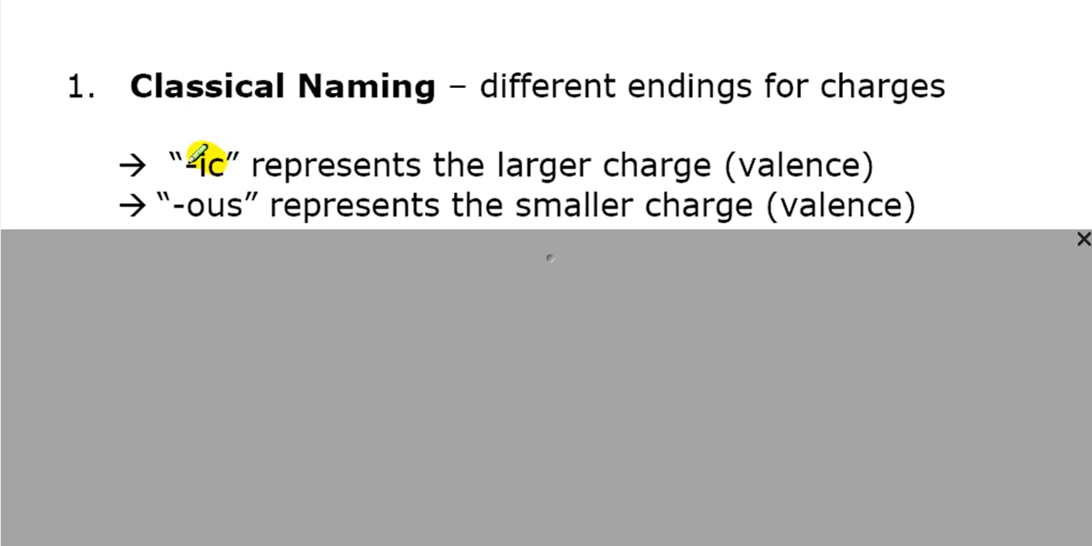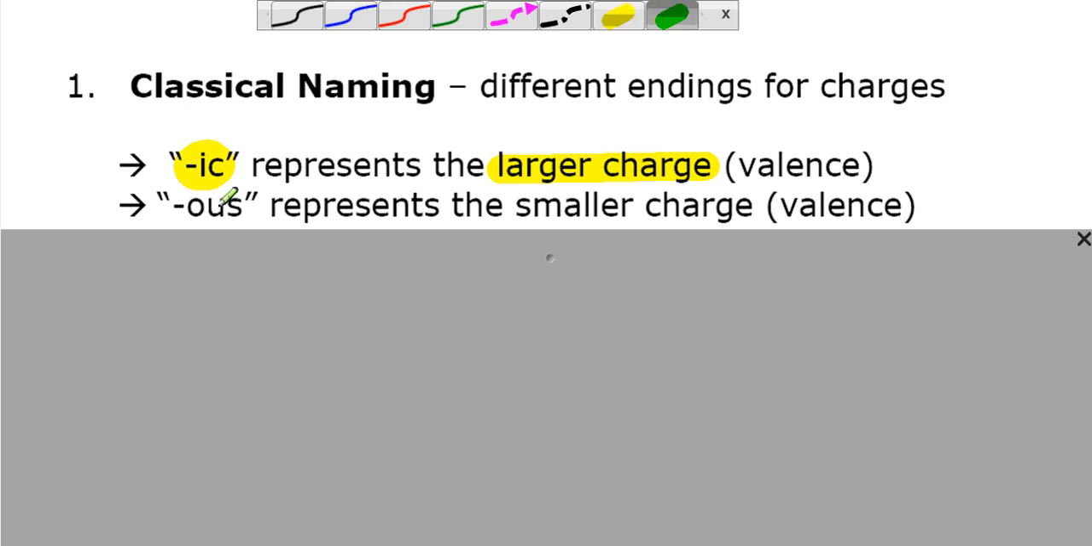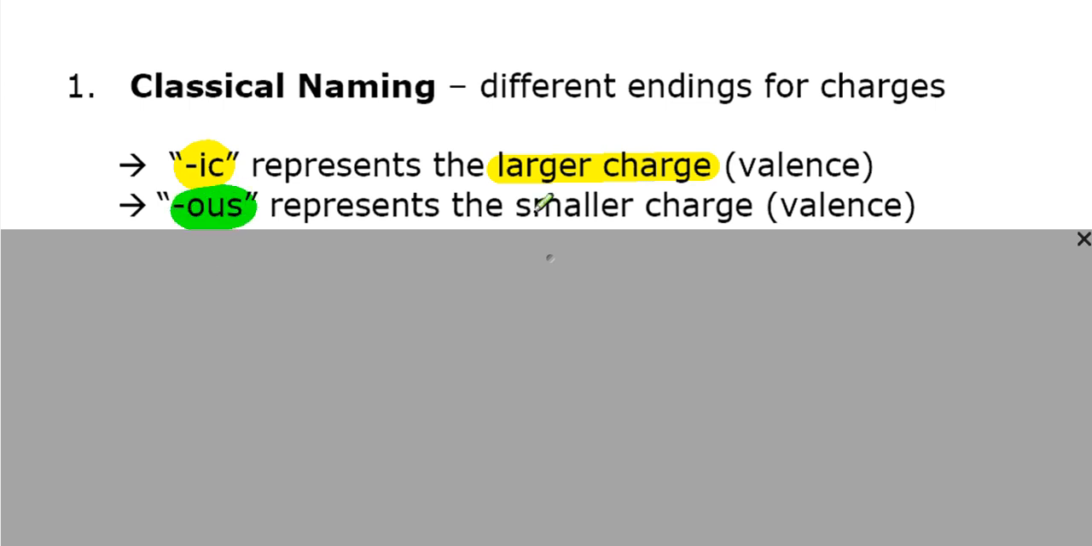So if you have the IC ending being used, or you need to use it, it goes with the larger charge. So if you're looking on your periodic table and you see two different charges listed, like +2 or +3, the one that's +3 is going to have the IC ending. If you see OUS, it's referring to the smaller of the two charges. So if we had +2 or +3, +2 would be for OUS ending.